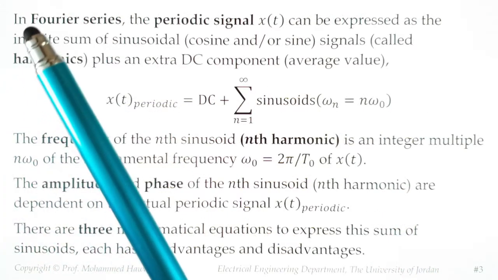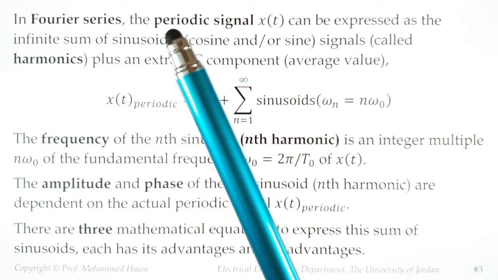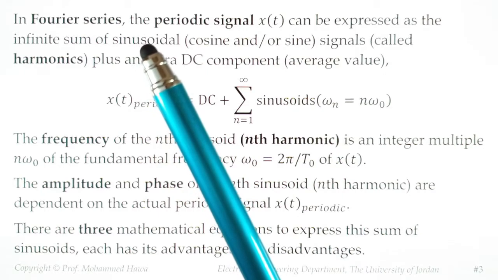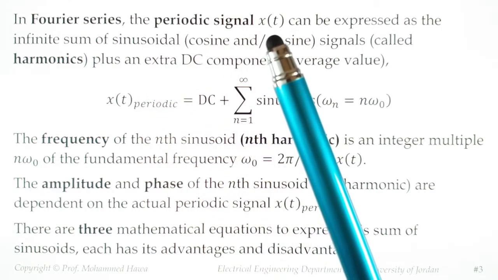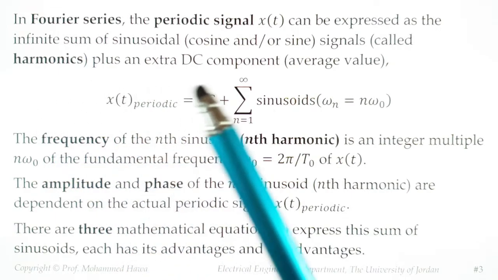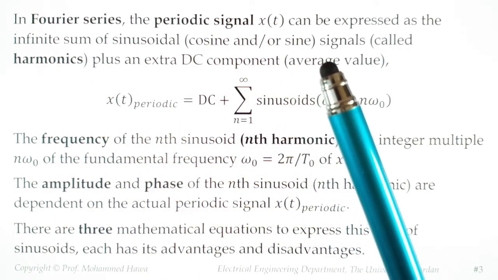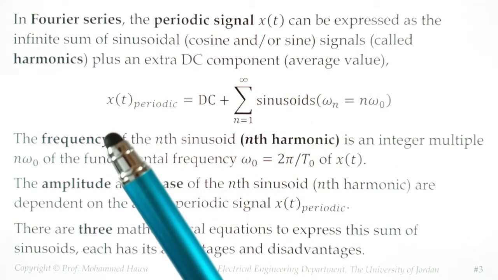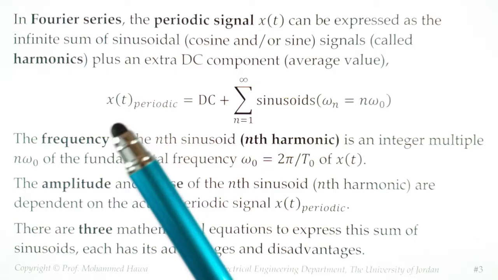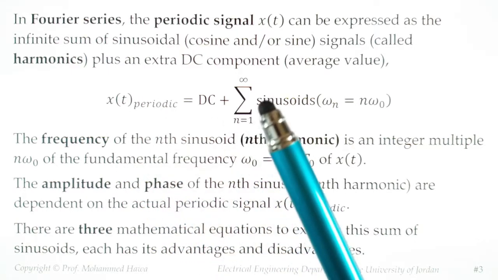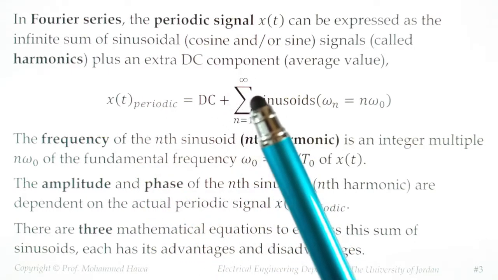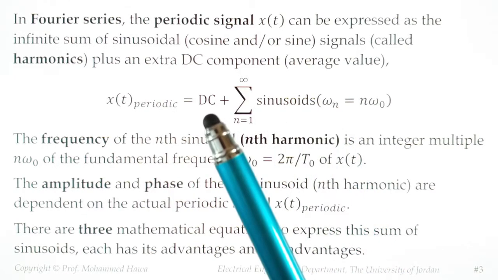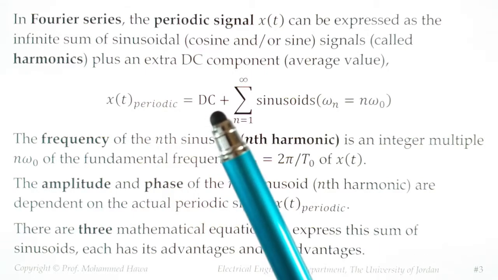Similar to this, in Fourier series, we represent a certain periodic signal x of t as the sum of many sinusoids, like cosines and sines, which we call, by the way, harmonics, plus an extra DC component, which you'll see later on is called the average value. So in a nutshell, the concept of Fourier series is that if you have x of t periodic, you can write it as an infinite sum, as you can see here, of sinusoidal signals. In addition to the sinusoidal signals, typically you need an extra DC value, which we have here.